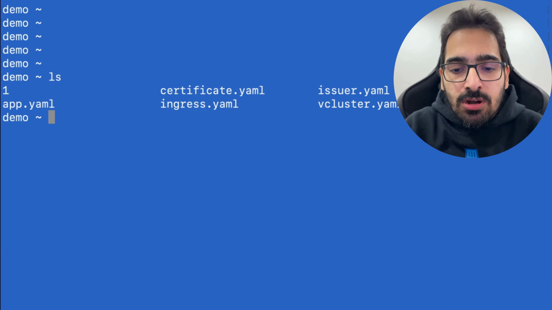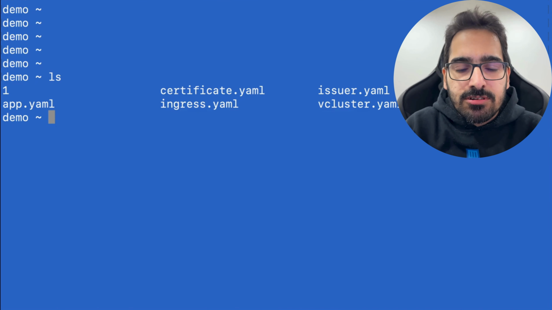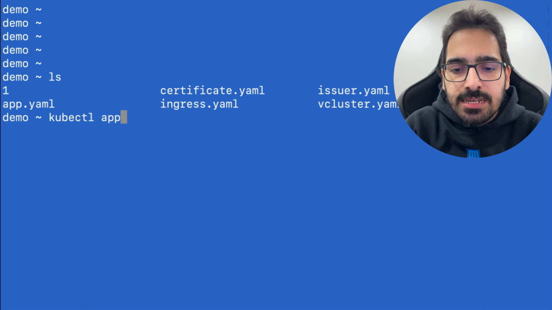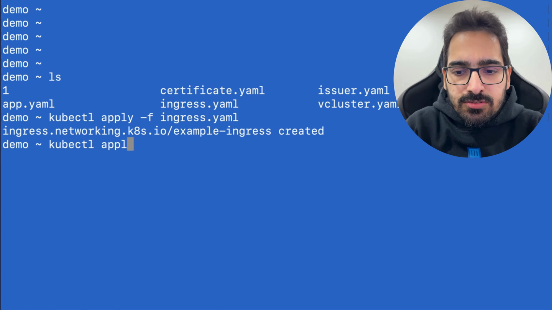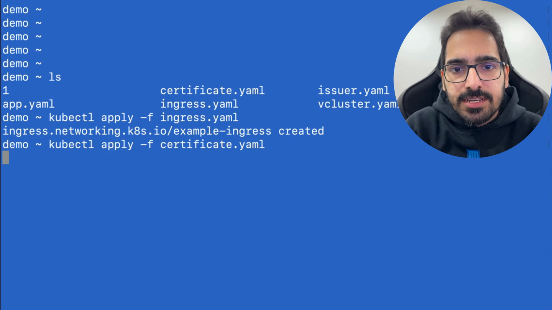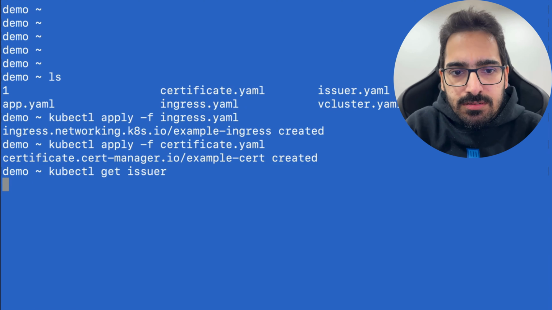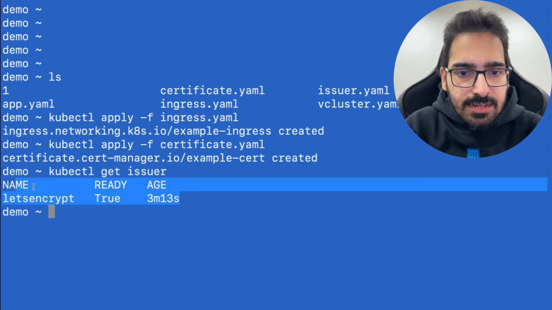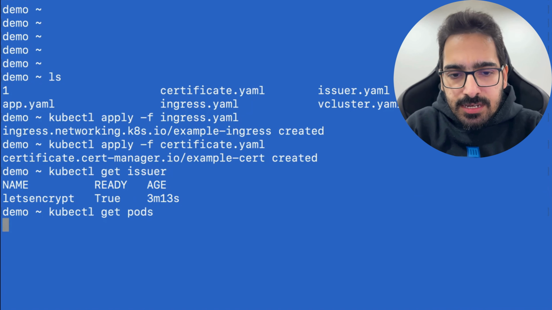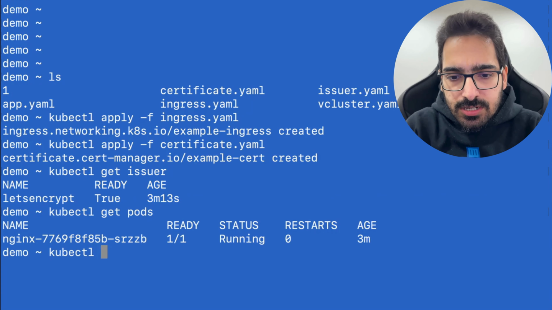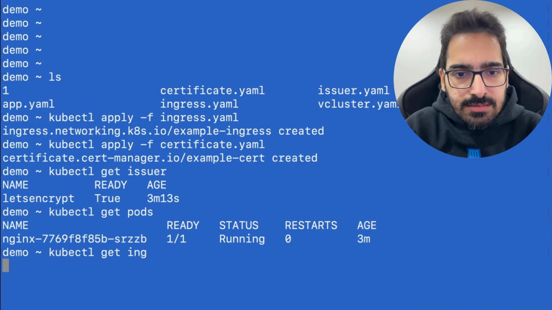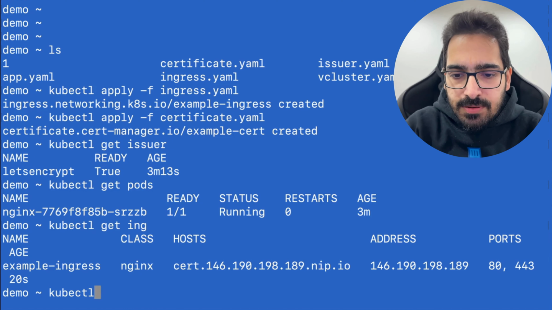So now we need to switch the context. So I am back in the virtual cluster context. Now we'll apply the ingress and also the certificate. So apply -f certificate. kubectl get issuer. We can see that our issuer is true. kubectl get pods. Pod is running. kubectl get ingress. Ingress came up.